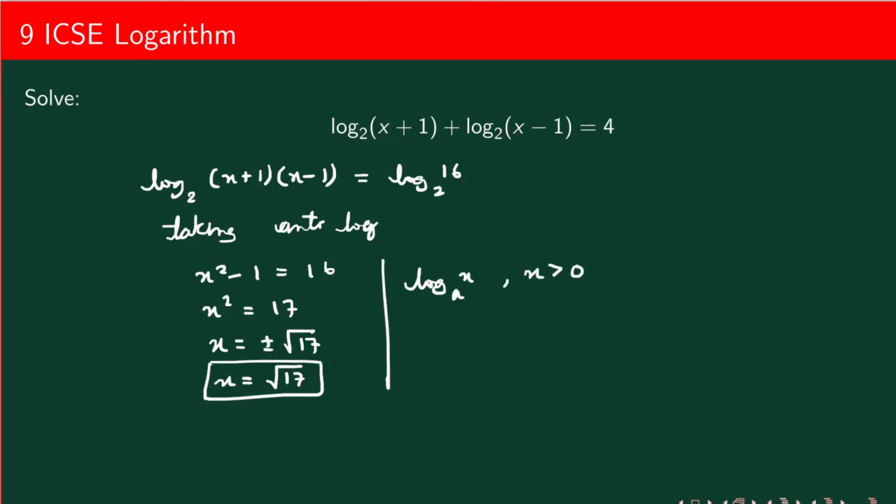So if you take negative of root 17, and remember, root of 17 will be 4 point something. So negative of root 17 will be negative 4 point something. So that will make this negative, and of course this will also be negative because negative 4 point something minus 1 will be negative 5 point something. So therefore the answer is a positive root of 17.